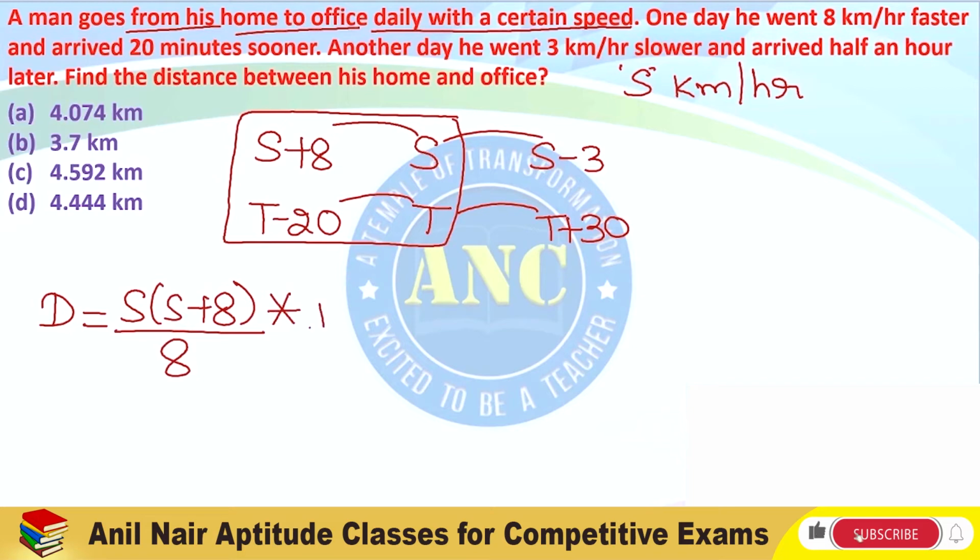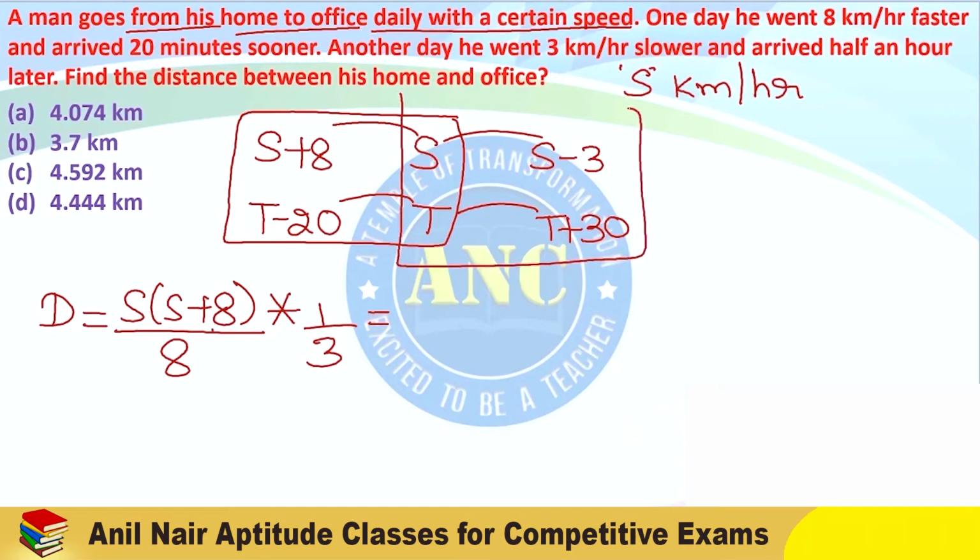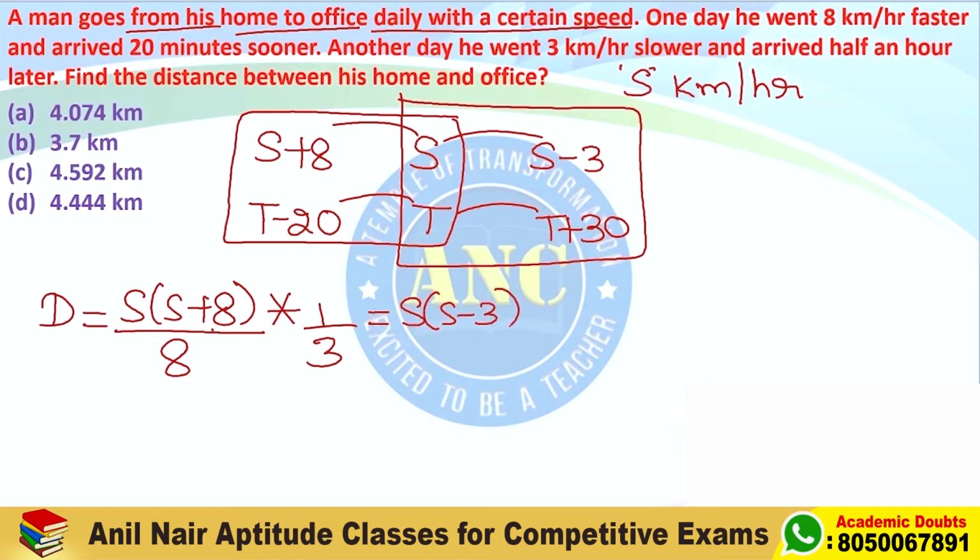So 20 minutes is nothing but 1 by 3. So this is speed into time, distance. The same distance can also be written taking the last two parameters into consideration. Here it is s into s minus 3, right? The difference between the speeds is 3 and the time is half an hour. Half an hour is nothing but 1 by 2.